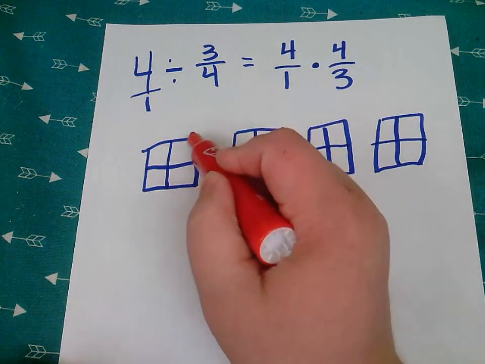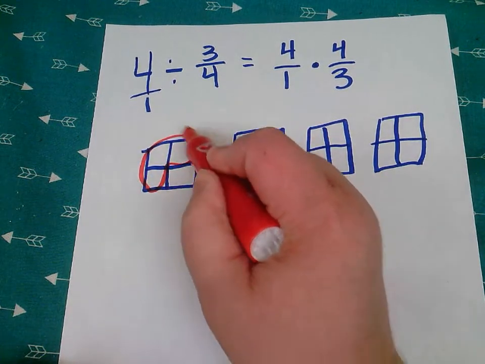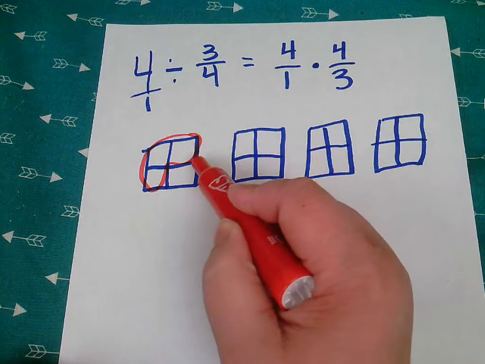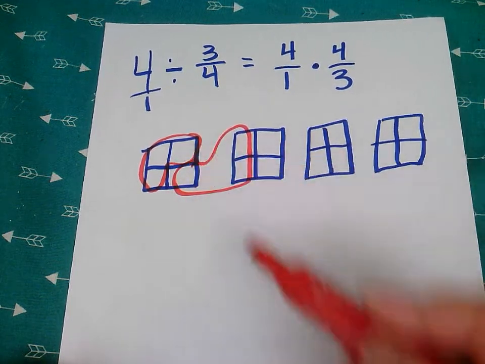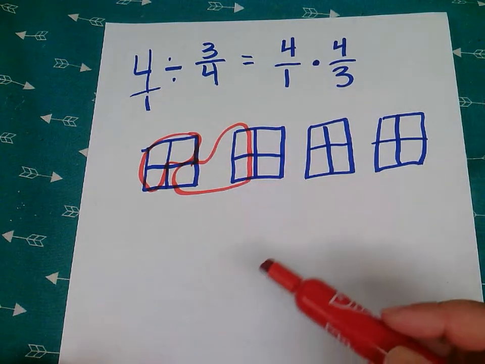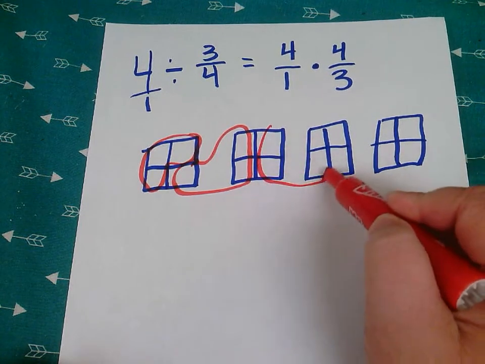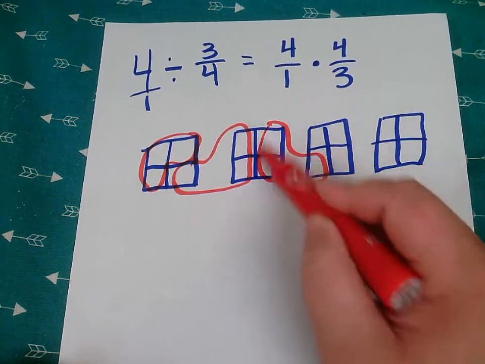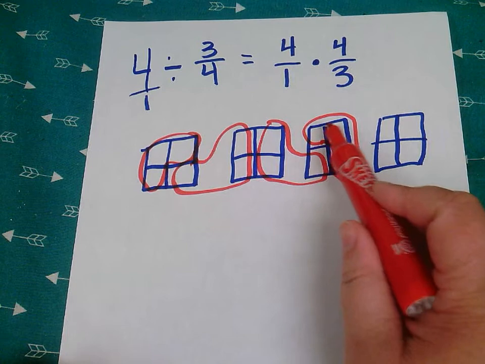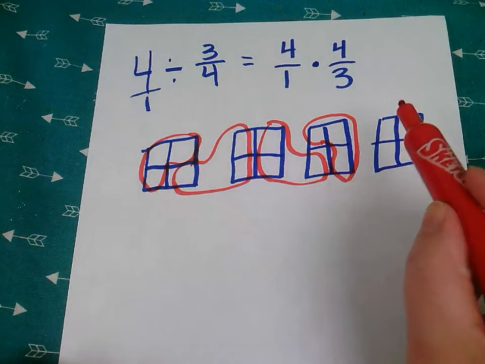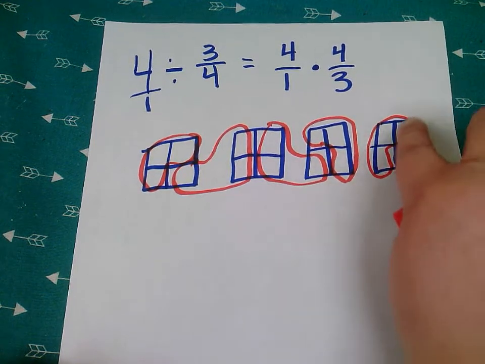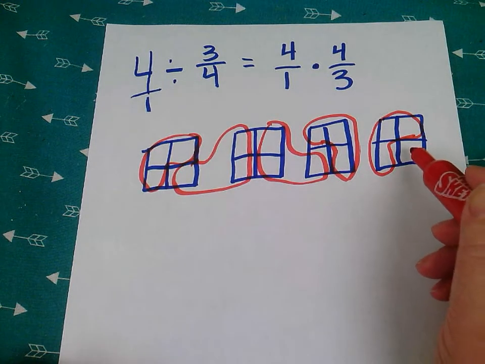So how many groups of 3/4 do I have? Well, I know here's a group of 3 out of 4 pieces. Here is a group of 3 out of 4 pieces. 1, 2, 3, there's 3 out of 4. There is 3 out of the 4. There's 3/4, and then I'm left with 1 piece.